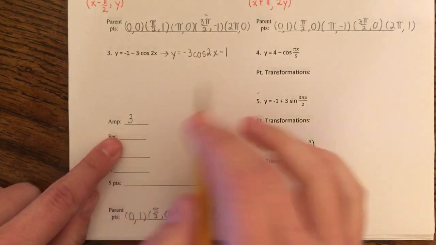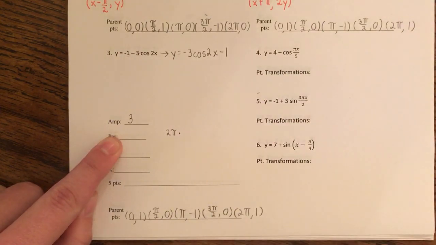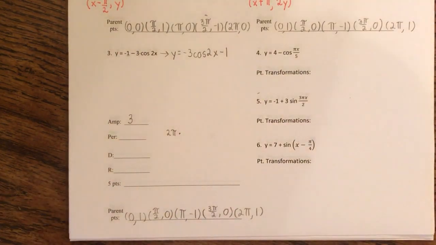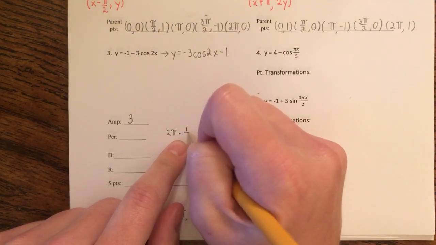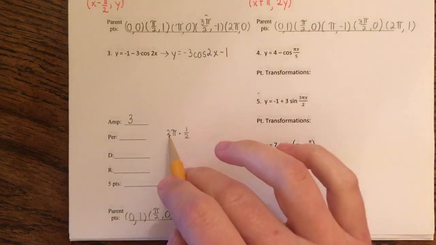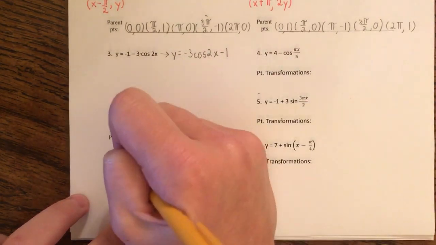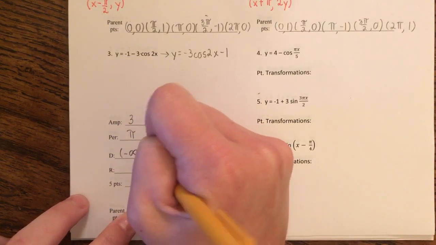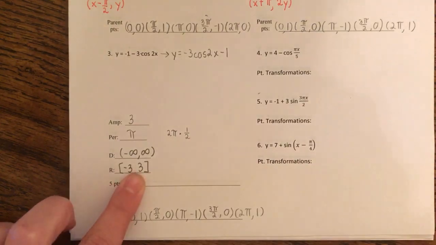Okay, our period, let's talk 2 pi times 1 over b. So we need to find out what b is. B is 2. So the reciprocal of 2 is 1/2. So 2 pi times 1/2 would be pi. So my period will be pi. My domain still -infinity, +infinity. My range -3 to 3.